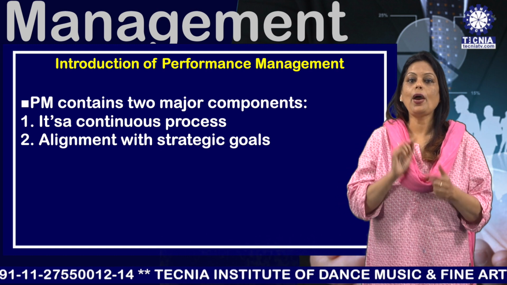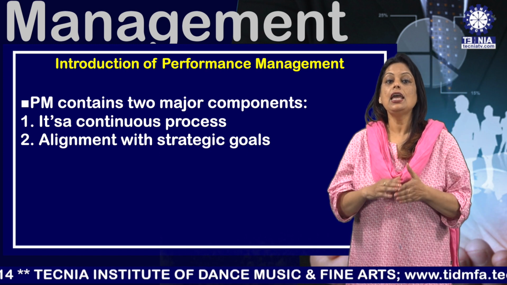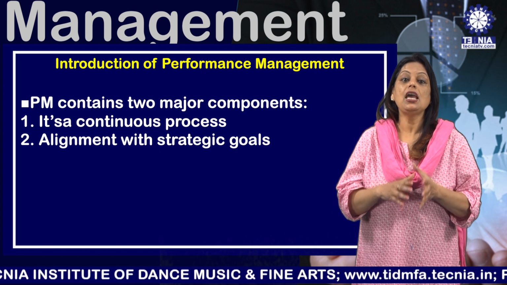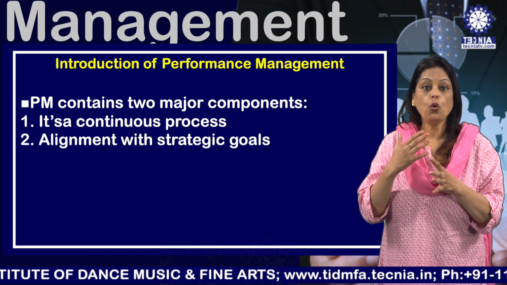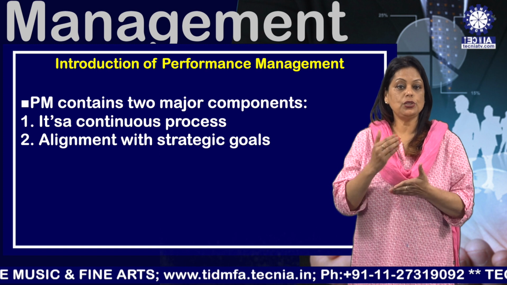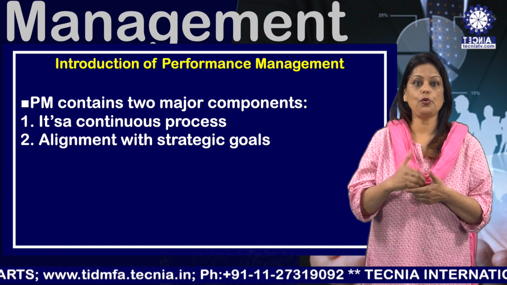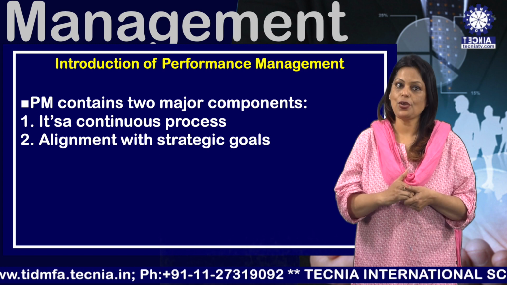This is the reason why it is called one of the major components. And the second is that it should be aligned with the strategic goals. Whatever goals the company is defining, it has to be aligned with them. So these are the main components of performance management: the continuous process and the alignment with the strategic goals.